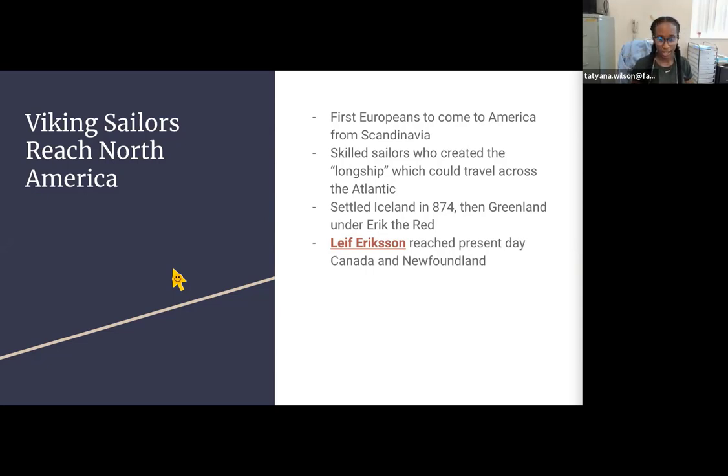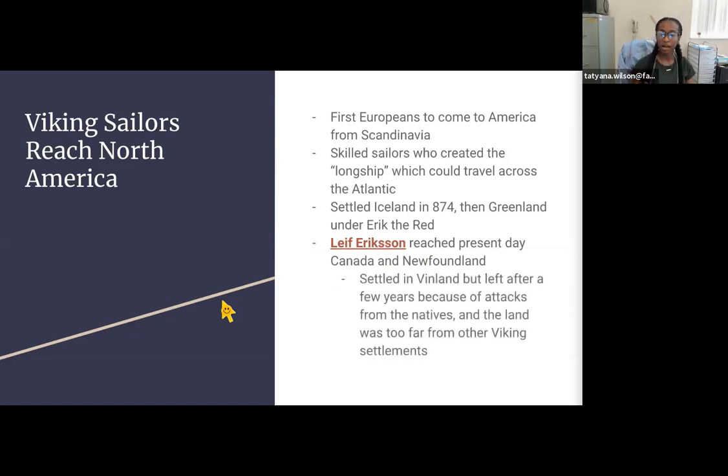We should know where Canada is. It's above America, right? So Leif Erikson just means son of Eric, right? He's going to be the first European to actually reach present-day Americas. He settled in Vinland, but left after a few years because the colony he set up was getting attacked by natives on a regular basis, right?